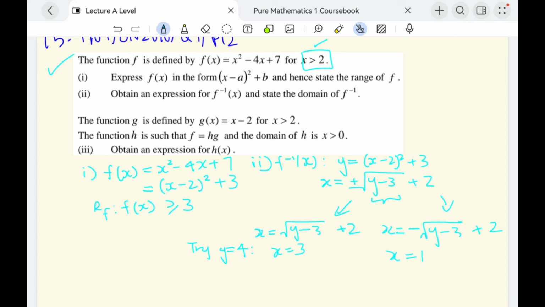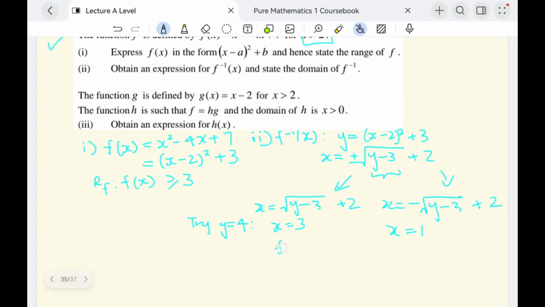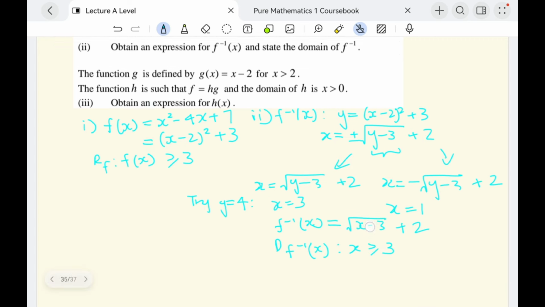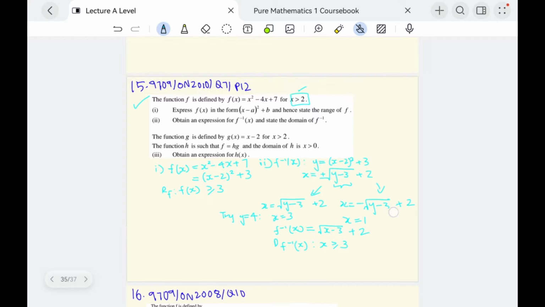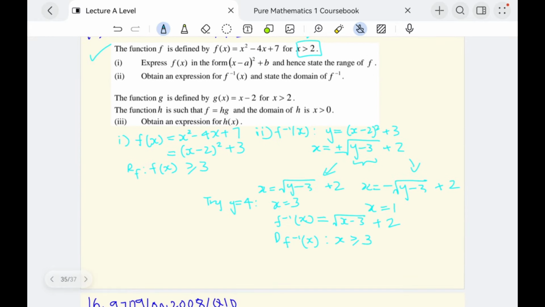Okay, so state the domain. That means for your inverse function, you need to convert this y to x: f inverse of x equals square root of x minus 3, plus 2. And what is the domain of f inverse? Actually, it is the range of f(x). So x is greater than or equal to 3. Alright, okay, let's proceed to the next part.